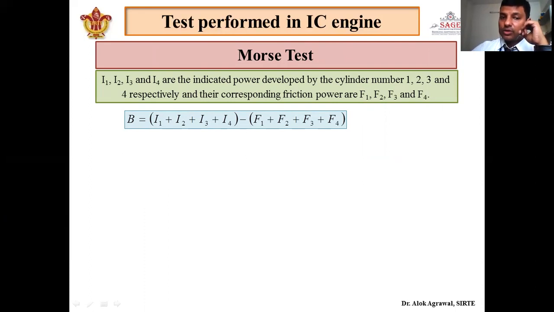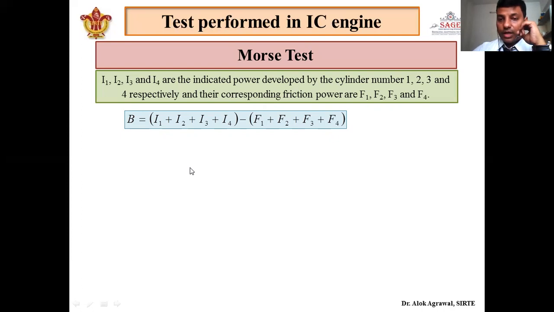and friction power. So if you are talking about the brake power of the complete engine when all 4 cylinders are working, I1, I2, I3 and I4 are the indicated power of the cylinders, and F1, F2, F3 and F4 are the frictional power. The summation of these is the total frictional power of the engine. So this is the total indicated power of the engine, this is the total frictional power of the engine, and this is the output of the engine in terms of brake power. This reading has been taken from the dynamometer. Capital B is taken from the dynamometer.